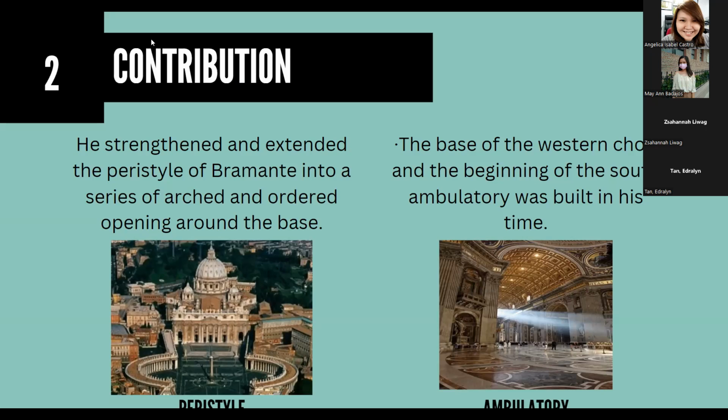So, ulitin ko na lang po yung sa contribution. He strengthened and extended the peristyle of Bramante. Yung peristyle po, yung po yung mga nakapalibot dun sa may structure into a series of arched and ordered openings around the base. The base of the western choir and the beginning of the south ambulatory was also built in the time of the architect. Ito po yung ambulatory. Tapos yung peristyle po. Next.